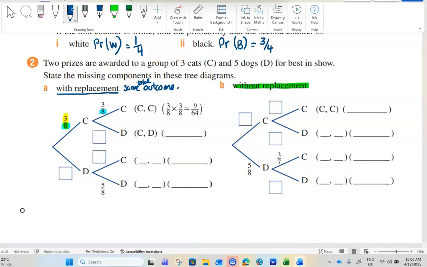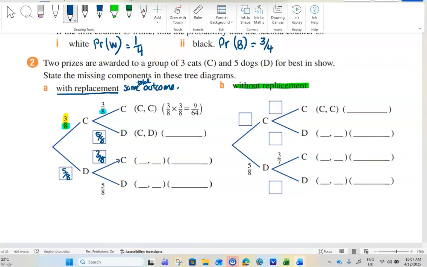All right, so altogether I've got 3 cats and 5 dogs, so there's 8 altogether. So what's the probability of picking a dog out of this? How many dogs are there? 5 out of 8. And same down here, we could say 5 out of 8 for the dogs. If I was going along here and picking a cat, we know there's 3 cats. So 3 out of 8.